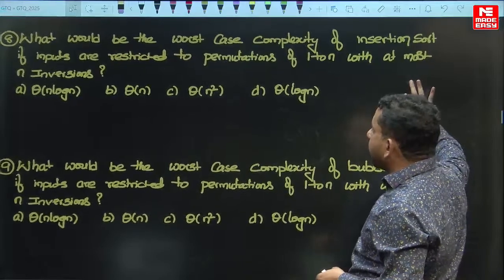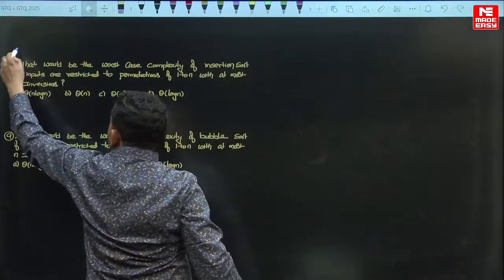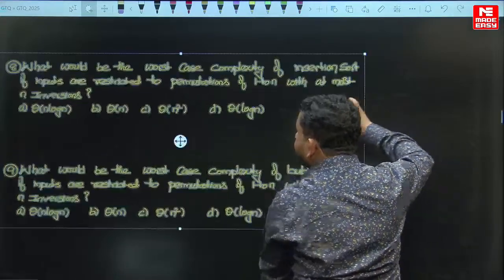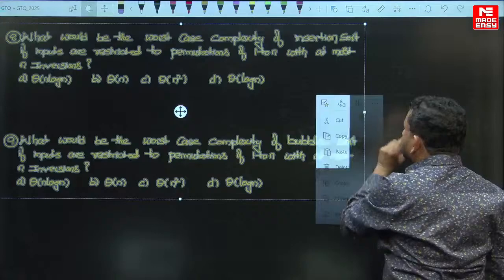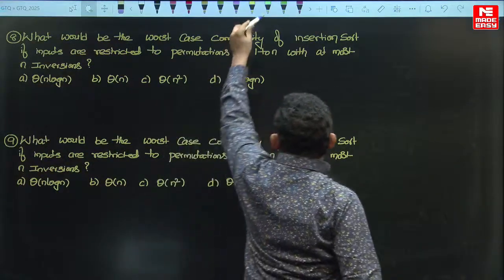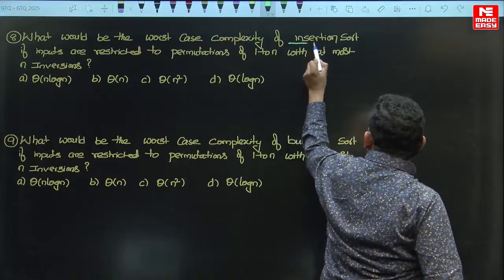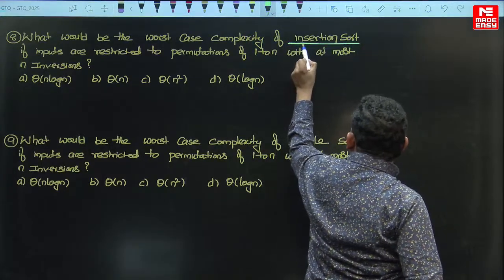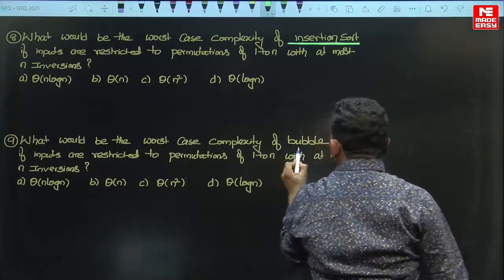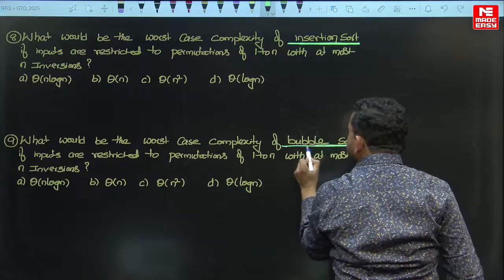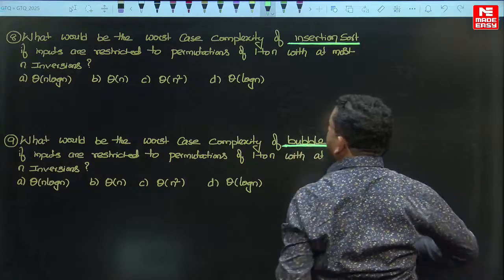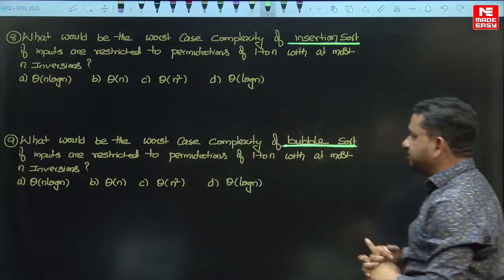So try this question. What would be the worst case complexity of insertion sort? It is a known question only. Just to recollect one important point related to insertion sort and bubble sort, I gave this question. It is a simple question and known to you, so just recollect it. One important concept related to insertion sort and bubble sort.